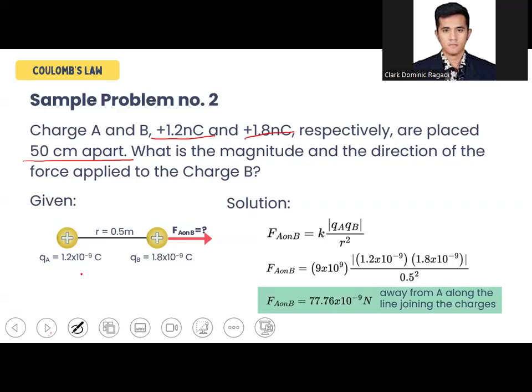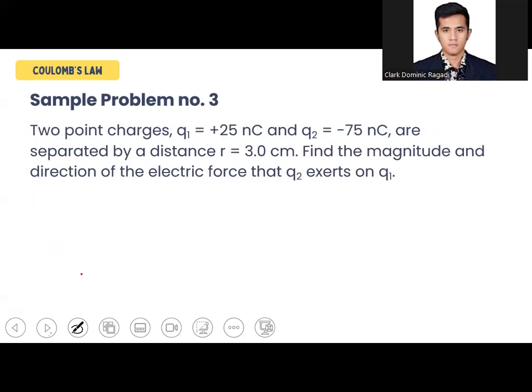Okay, next problem. We have two point charges, Q1, which is positive 25 nanocoulombs, and Q2, negative 75 nanocoulombs, separated by a distance r of 3 centimeters. Find the magnitude and direction of the electric force that Q2 exerts on Q1. Q2 exerts on Q1, meaning that is F2 on 1.